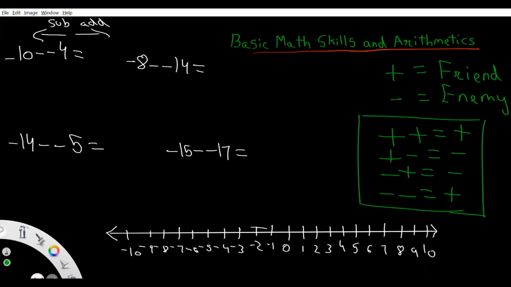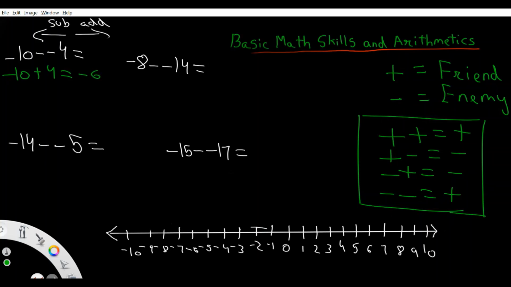Let's try these problems now. So negative 10 take away negative 4 is the same thing as negative 10 plus 4, because two negatives make a positive. Remember, enemy's enemy is our friend. And we know that negative 10 plus 4 is, you move 4 units to the right. 1, 2, 3, 4. You get negative 6.